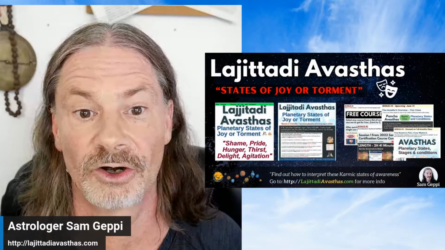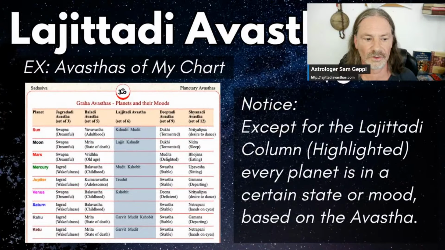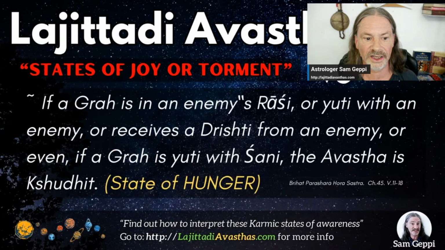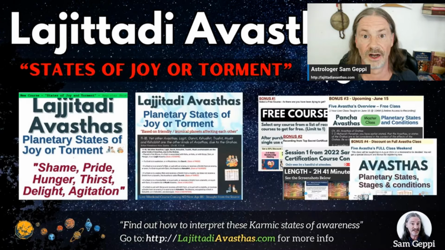If I were to look at your chart like we did mine, where you saw my chart here, I have a Kshudhit and a Mudit, a Lajjita, a Mudit, a Trushit, a Kshobhit, right? I have a Garvit down here. So these are real things that I grapple with. This is real karma, and it's subtle, but it's not. You will recognize these as states of joy or torment in your life.